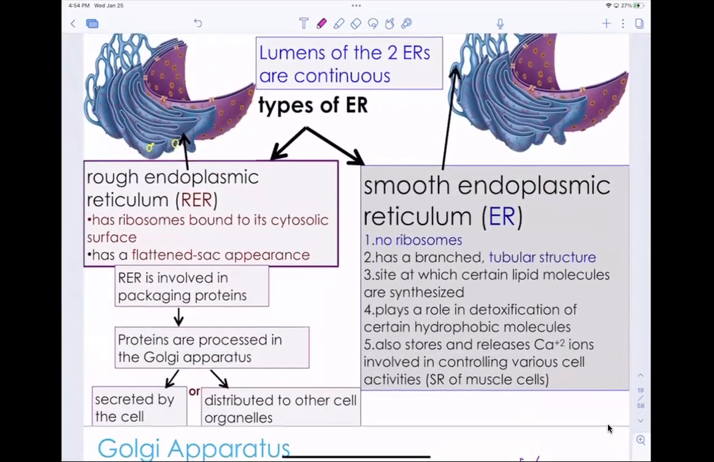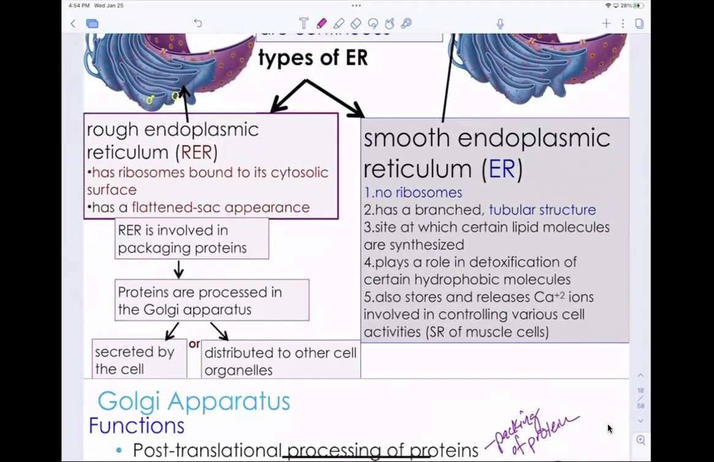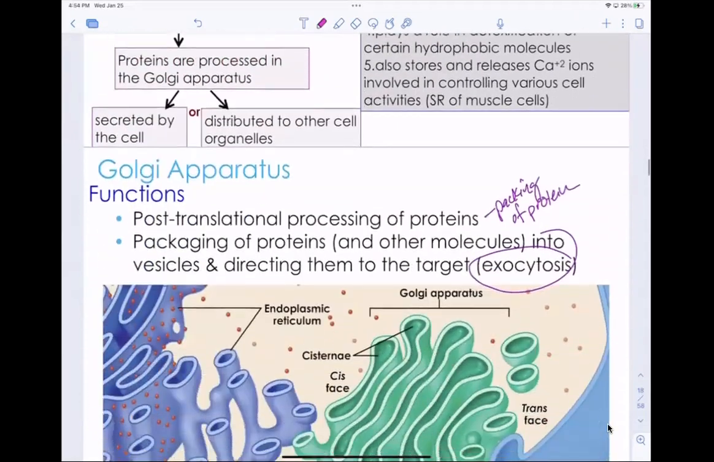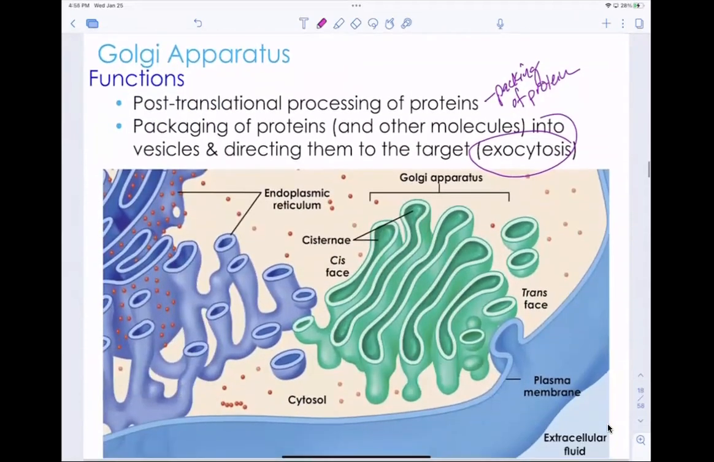Types, you have smooth and rough, and this goes through really what smooth and rough are for. Please read through these descriptions. And so you can pause me and read through those. Golgi apparatus, it's called post-translation processing of proteins. And what that really is, is reading what the protein is for and then tagging it or packaging it to either leave the cell, stay in the cell, wait.